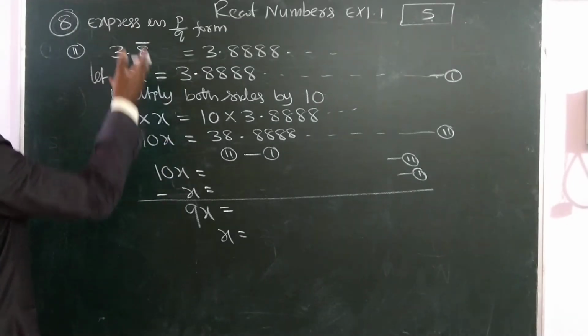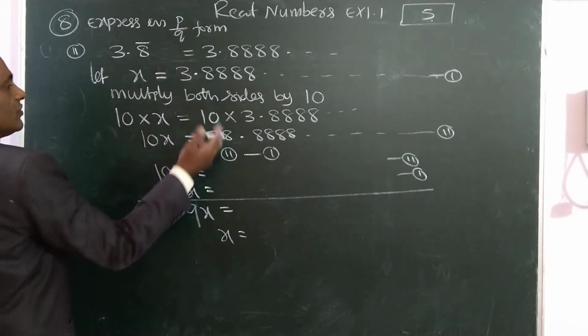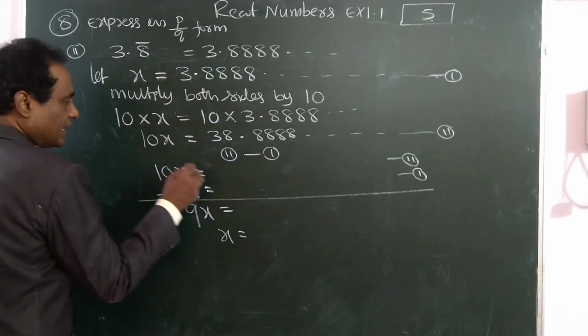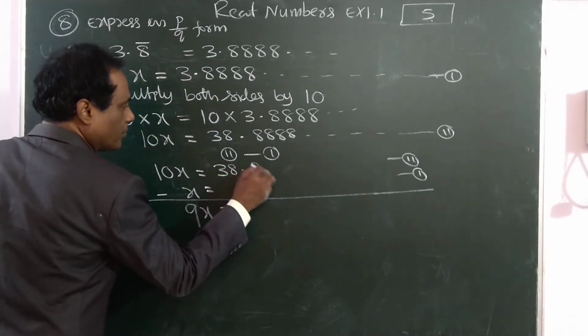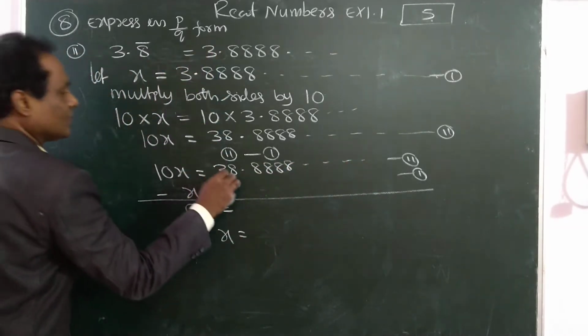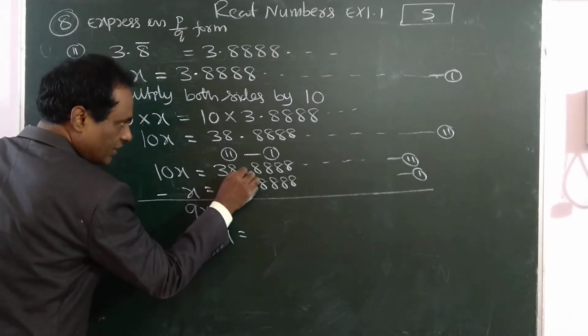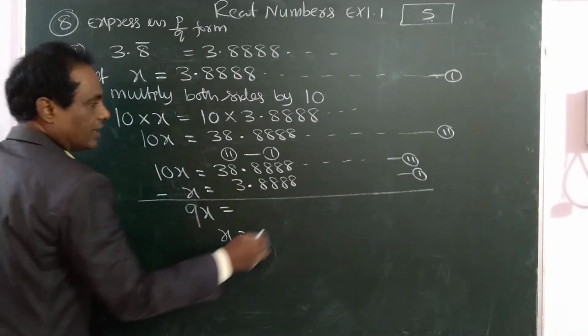In the same way, subtract the first equation from the second. What is the second? 10x is equal to 38.8888 and so on. The first equation is x equals 3.888. The decimal should coincide with the decimal. Be careful in writing the numbers.